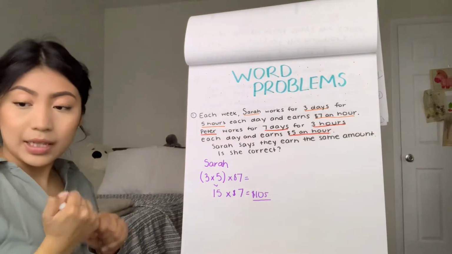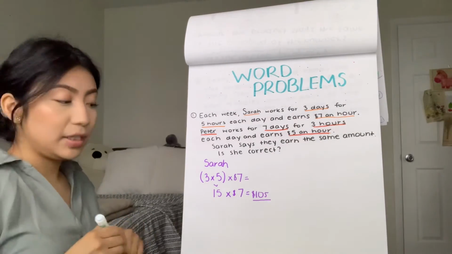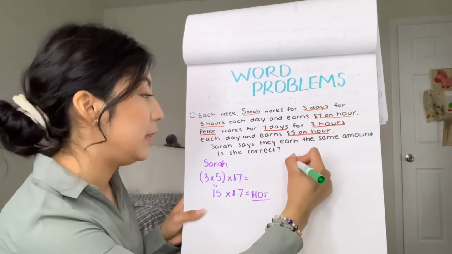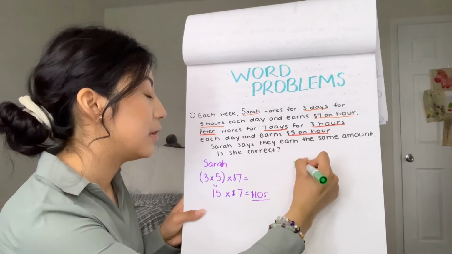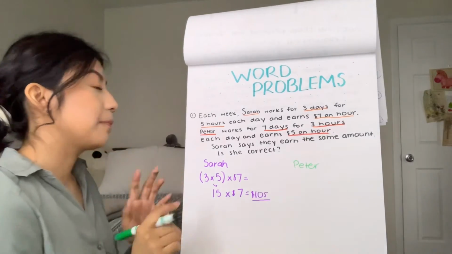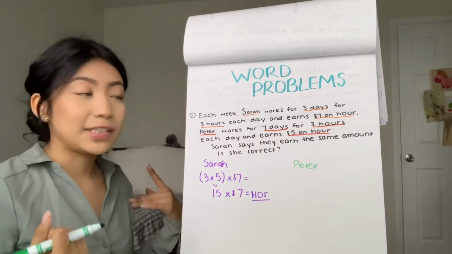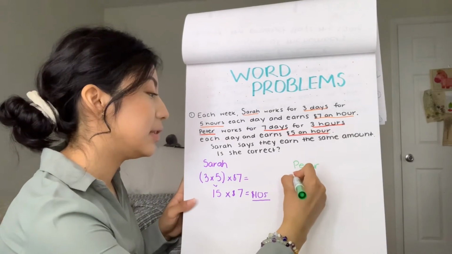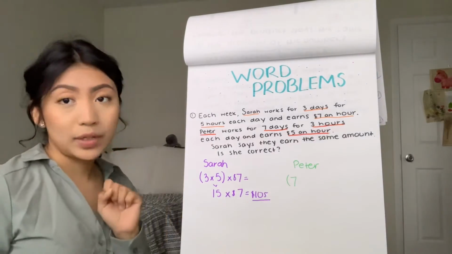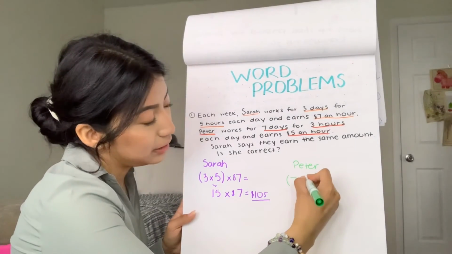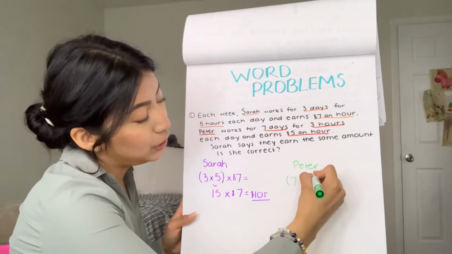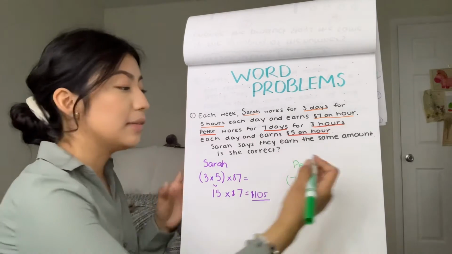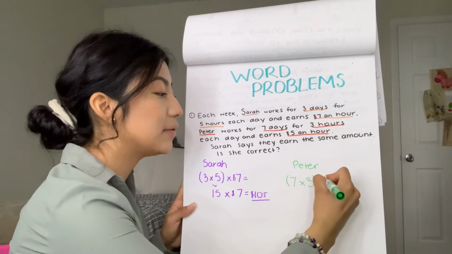Okay, let's do Peter. Okay, so we have Peter on this side. So what do we know about Peter? He works for 7 days, yes. Let's write that here. 7 days for 3 hours. So let's multiply the 3 here. Let's close our parentheses. And how much money does he earn? Yeah, so we'll do that times 5.